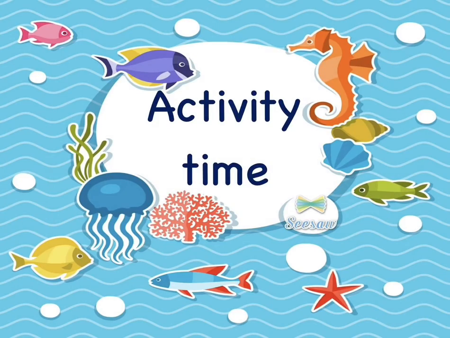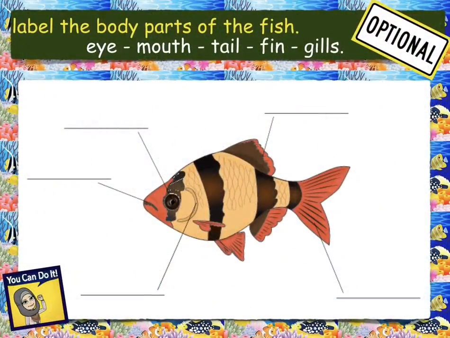It's time for the activity. This is your challenge activity, and this activity is optional. I want you to label the body parts of the fish. The parts are eye, mouth, tail, fin, and gill. Try to write the name of each part in its correct place.